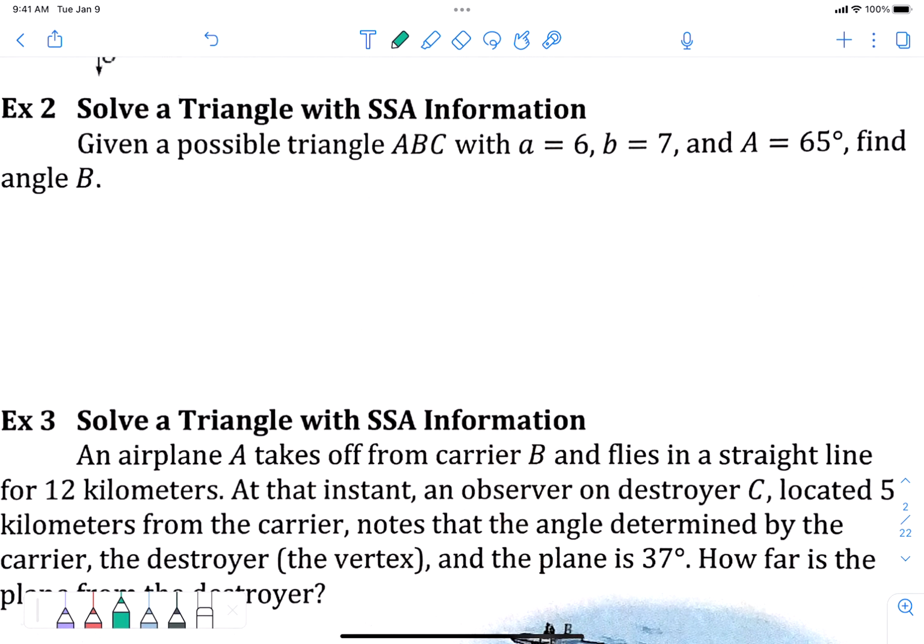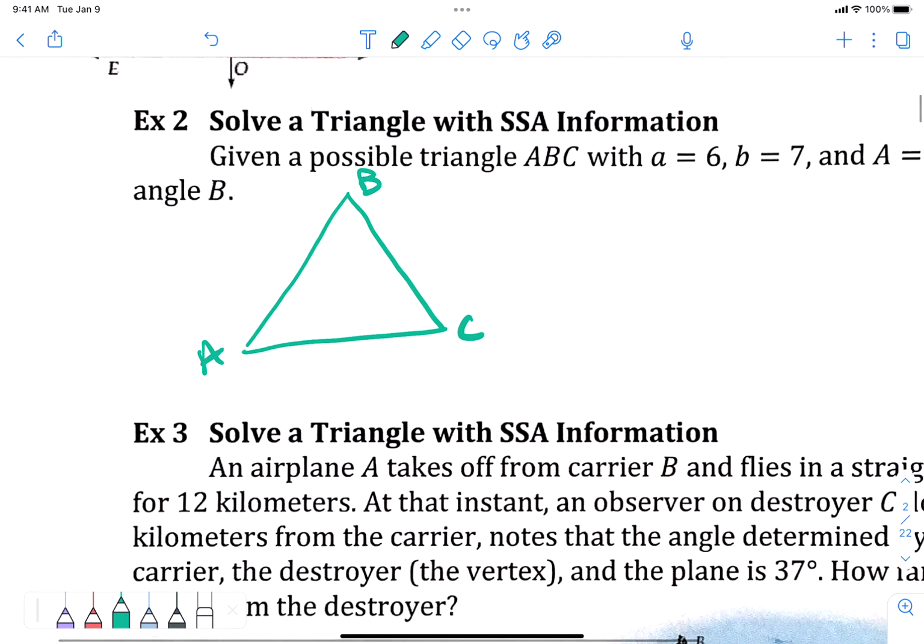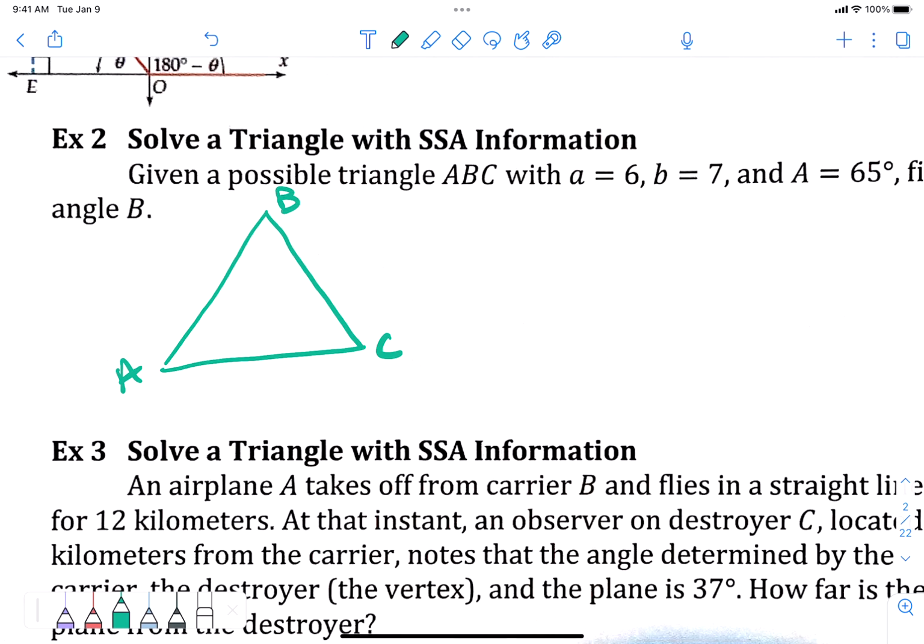Given a possible triangle ABC, we know that A is 65 degrees. I'm going to draw a triangle and label some stuff. So we have A, we have B, we have C. Go to example 2, draw a triangle, label it. If you need to see a picture, draw it.